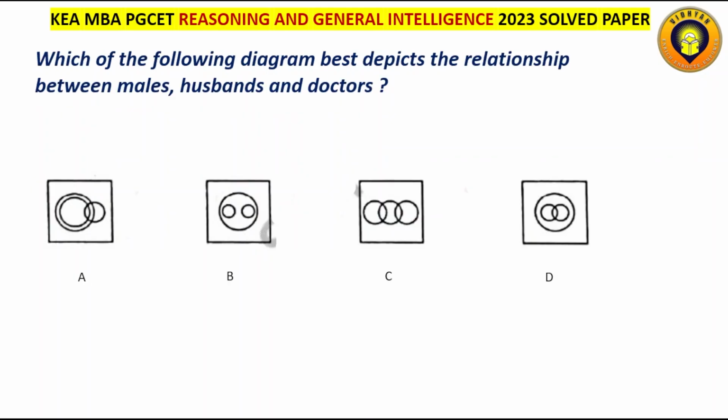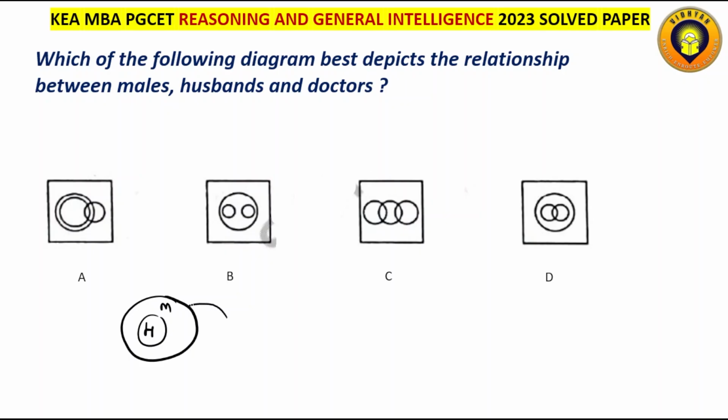Which of the following diagrams best depicts the relationship between males, husbands and doctors? All husbands are males, right? All males are not husbands. You cannot say that all males are husbands, but you can say all husbands are males. And are all doctors males? No, some doctors are females. Are all doctors husbands? No, some doctors are wives.